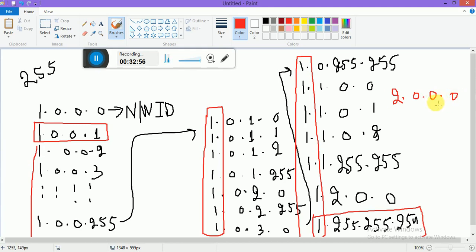2.0.0.0. You have to follow the same process for the second network. It will give you 16 million IP addresses, and then you can start with network 3, and then network 4, and 5, 6, 7, 8 and so on.